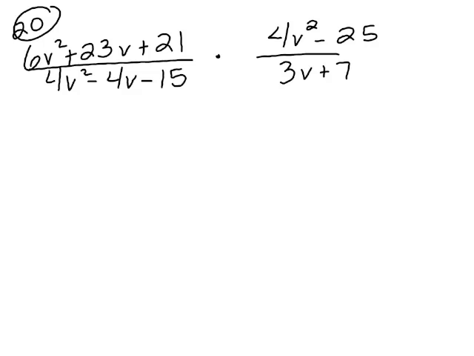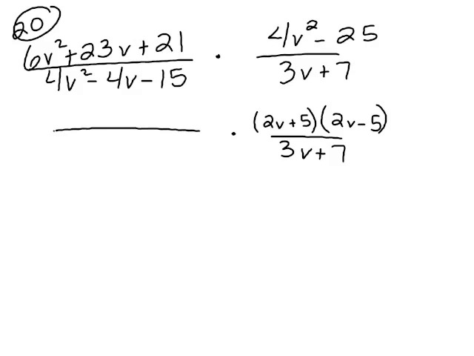Let's work each line here. The second fraction looks a little bit simpler, so let's start over there. So 3v plus 7 is as simple as it goes. Then 4v squared minus 25. There's some perfect squares to work with. We'll have 2v plus 5, 2v minus 5. Right. So there's my 4v squared, my middle terms I'll cancel, minus 25. So I need to end up with something that looks similar to that to get them to cancel.